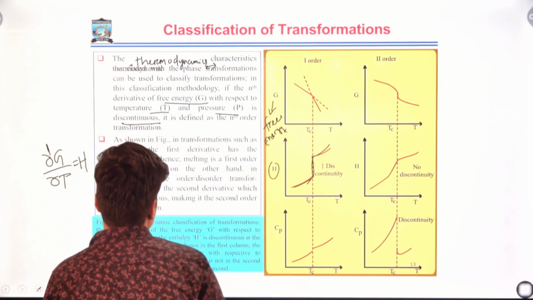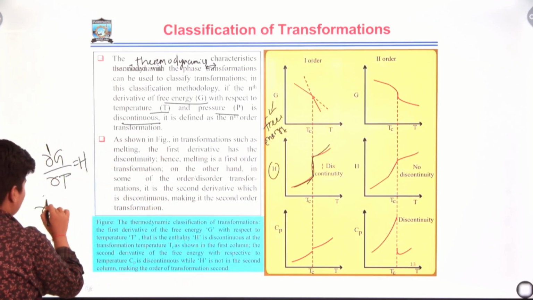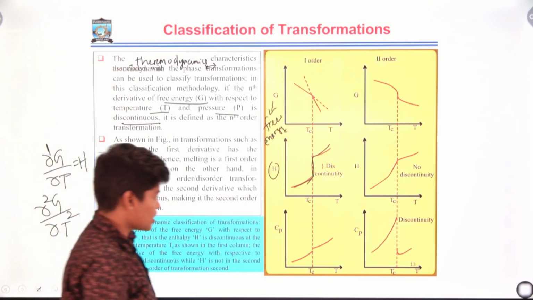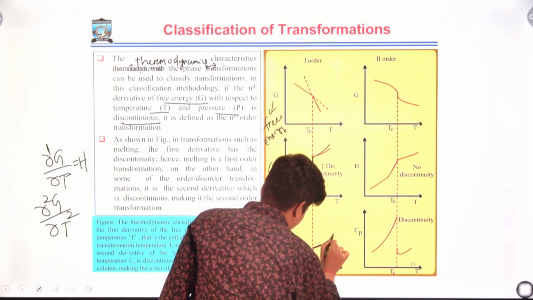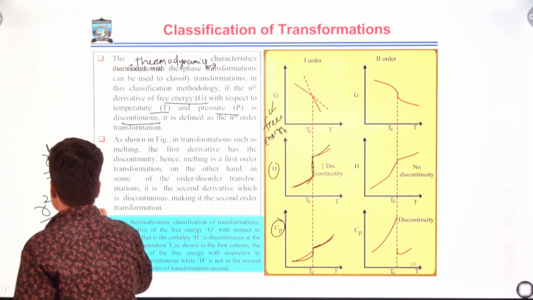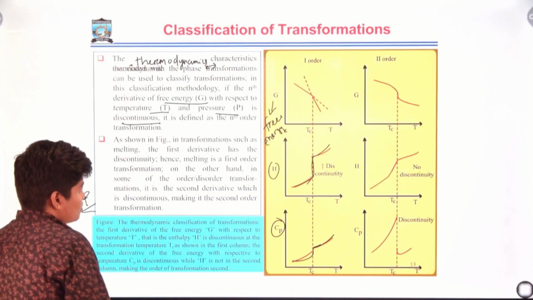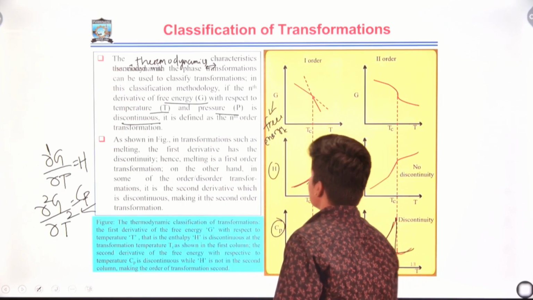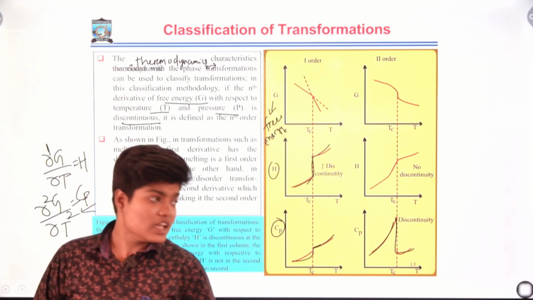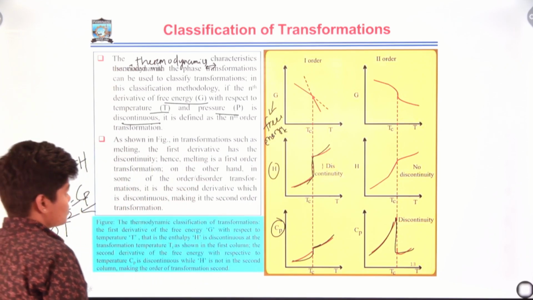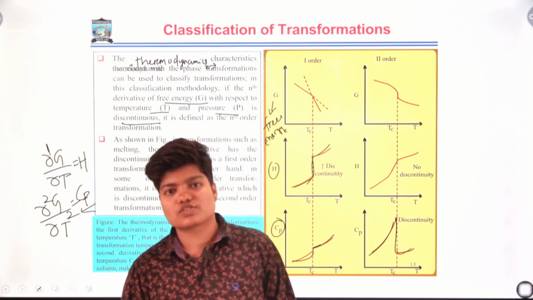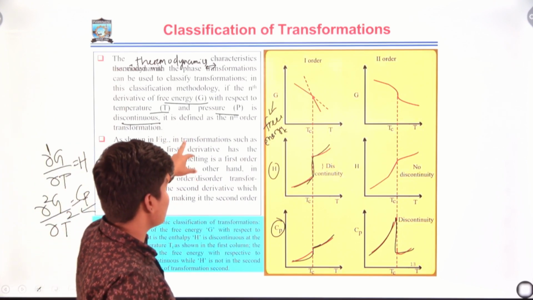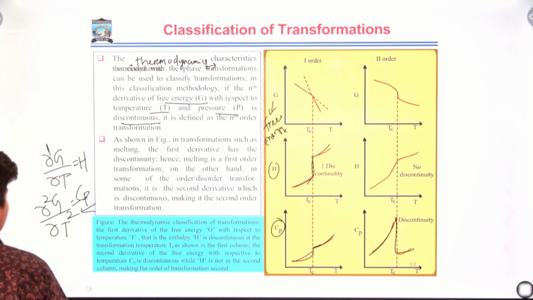Now if we take the second derivative, del square G by del T square, known as Cp, and it is also discontinuous, then it is second order phase transformation. So according to thermodynamic characteristics, if the nth derivative of free energy with respect to temperature or pressure is discontinuous, the nth order is called first order or second order transformation.